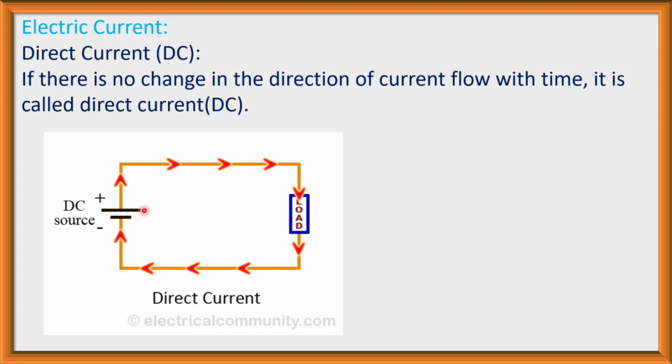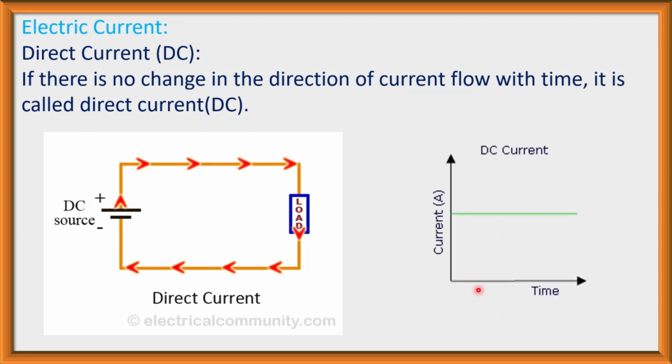Here current is flowing from higher potential to lower potential, and it is DC because current is always flowing in a certain direction and there is no change in direction. Current is flowing in this direction. As there is no change in direction, it is direct current or DC. And here the positive terminal is fixed and the negative terminal is fixed. Current is flowing from positive to negative, so it is DC current.